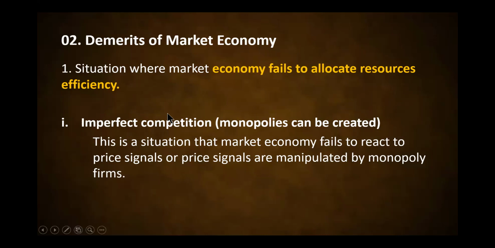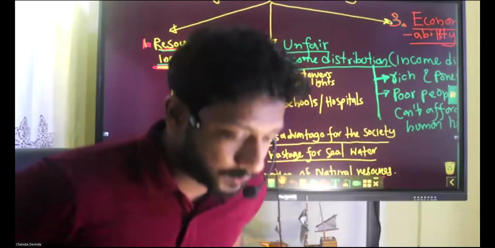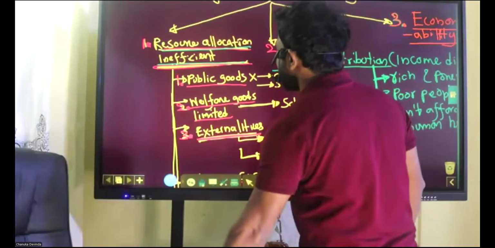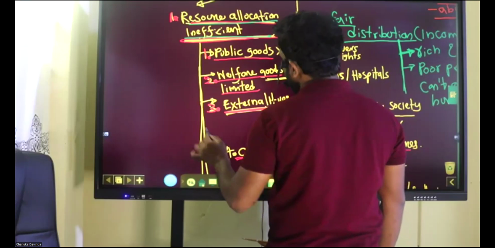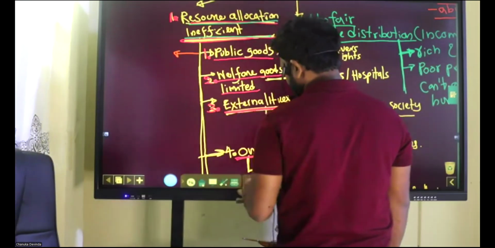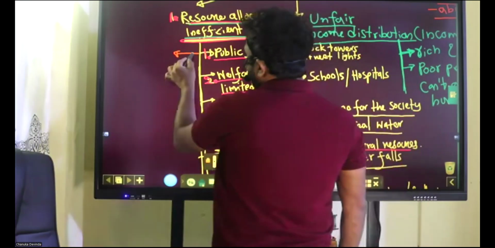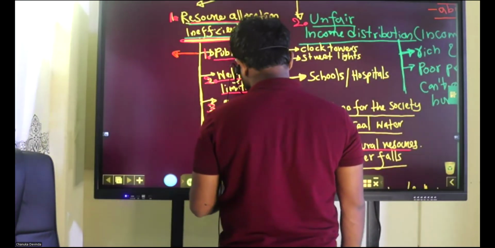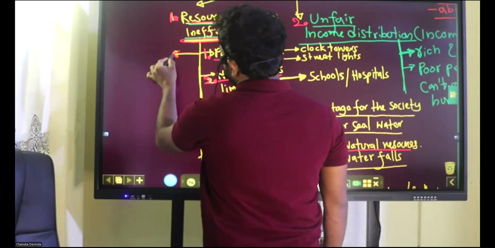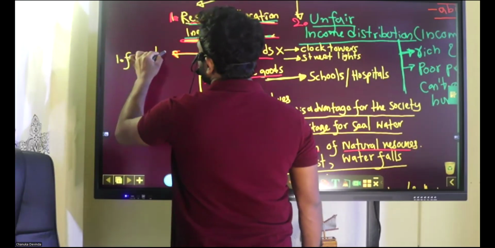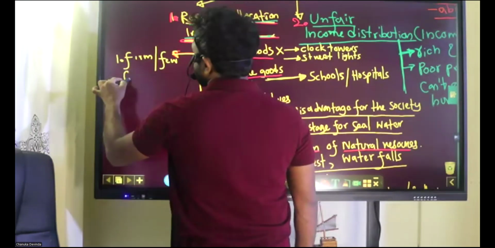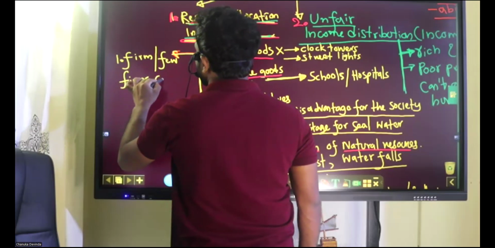That means monopoly firms. That means there can be situations where the market is controlled. Right? What does it mean, monopoly firms? Monopoly firms can be there. That is also one way of inefficiency. That means one firm or few firms control the market.